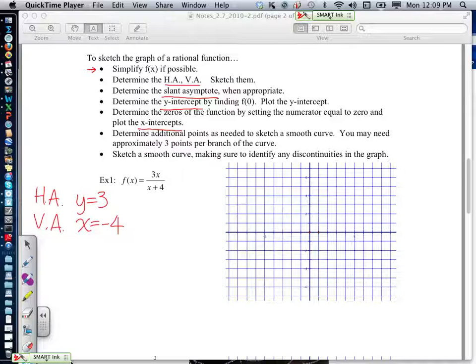So now what we can do is sketch those two. So y equals 3 is right up here. You guys all have graph paper out? I want everybody to create this with me, okay? We're all practicing together. So y equals 3 is right along here. And then we have x equals -4. 1, 2, 3, 4. That's right here.